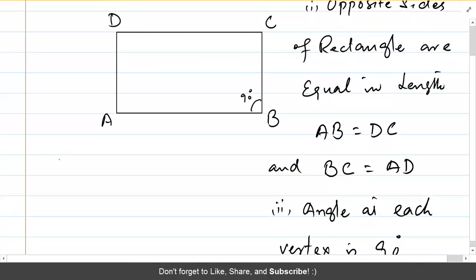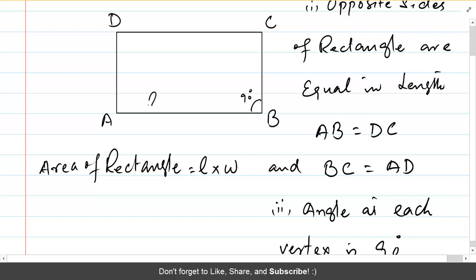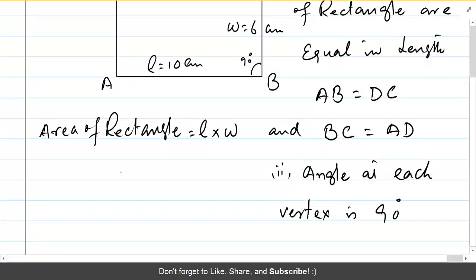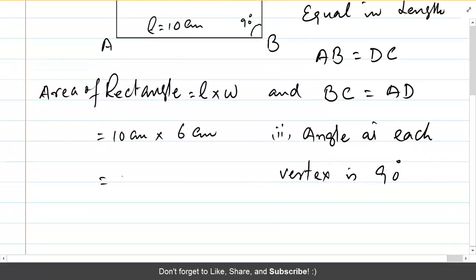Area of a rectangle is equal to length times width. Let's suppose that the length is given as 10 centimeters and the width is 6 centimeters. Then what would be the area? The area would be 10 centimeters times 6 centimeters. This means this would be 60 square centimeters.